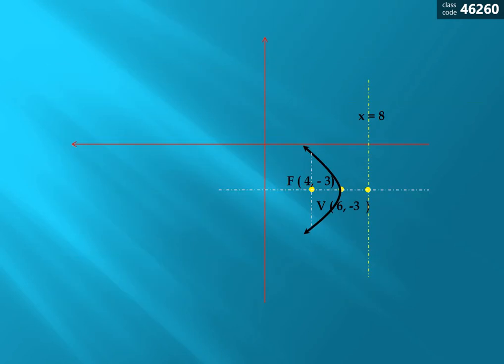Clear. Let's move on. This is the illustration. This is your directrix, x equals 8. And this is your axis. Your axis is your k. Your k is negative 3. And this is your focus, 4, negative 3. And this is your vertex, 6, negative 3. And it opens to the left. So it follows the correct formula and the description of the graph. It opens to the left.